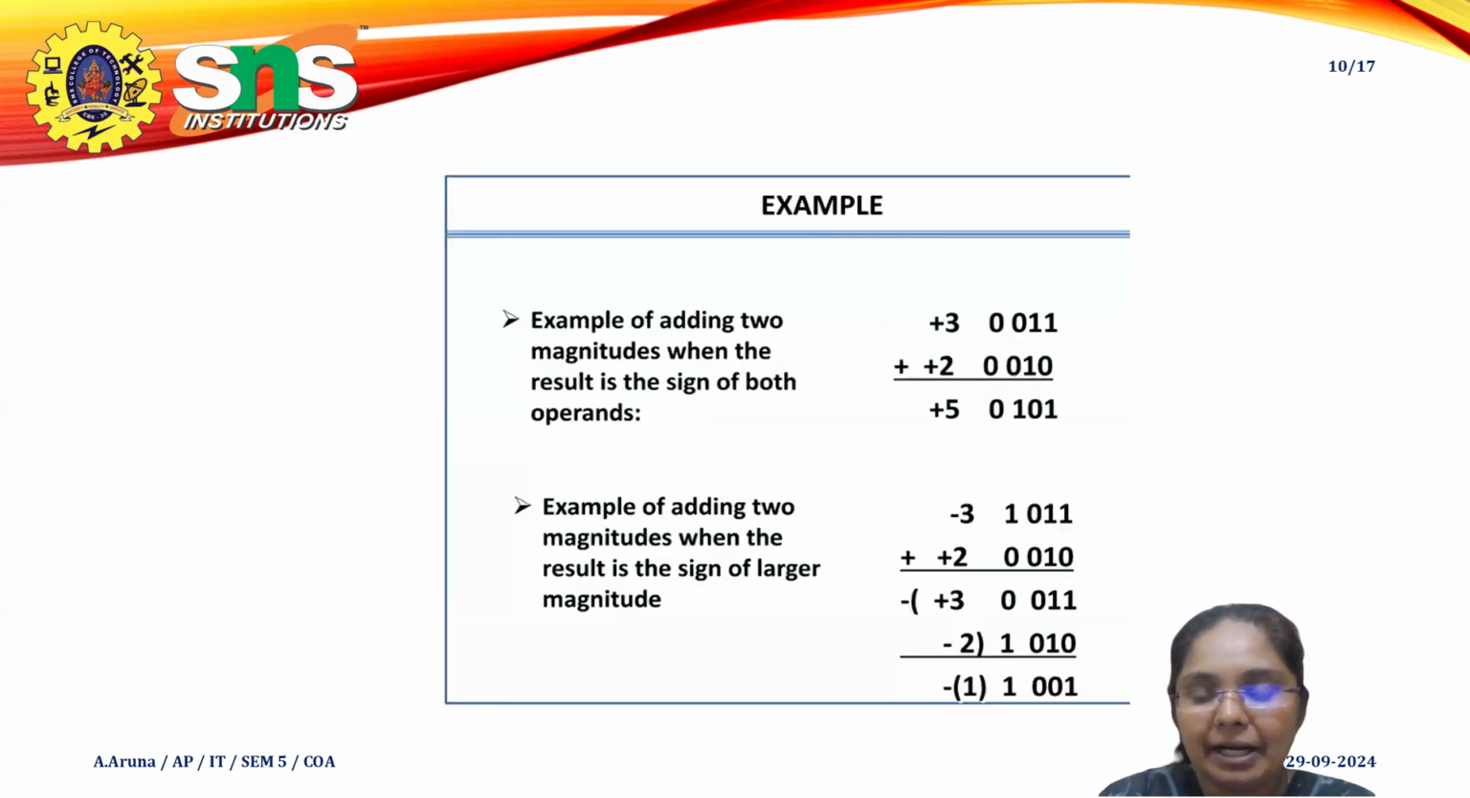So this is a simple example for your reference. If both numbers are positive, I have to take the equivalent binary numbers over here. 3 is 0011. Here it is a sign bit, and the remaining 3 bits are the magnitude value. This is the sign bit, and this is the magnitude value of 2. If I add, definitely my output is 5.